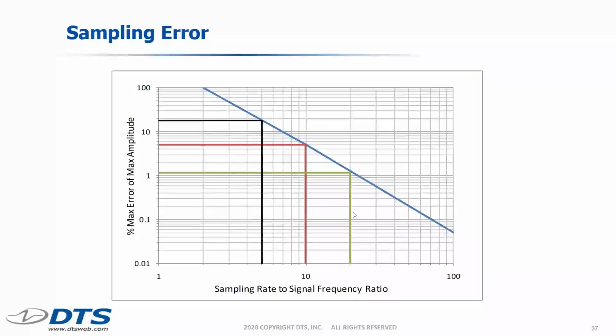If we plot this graphically, where the x-axis is the sampling rate to the signal bandwidth ratio, so 10 to 1 means we're sampling a 1 hertz wave 10 times per second, you can see we have a 5% possible sampling error. If, however, we increase the sampling ratio to 20 to 1, our potential sampling error drops to 1%.